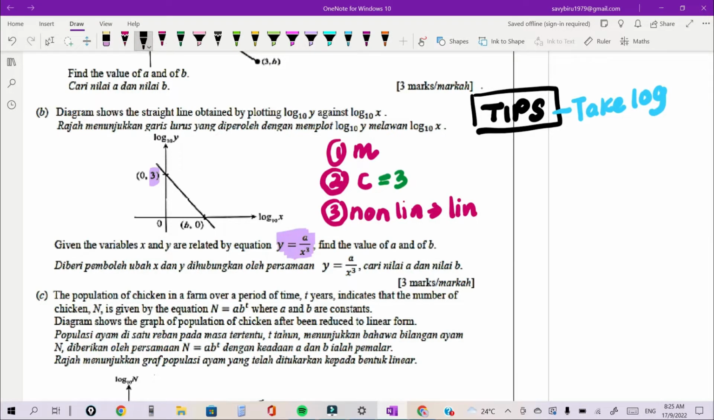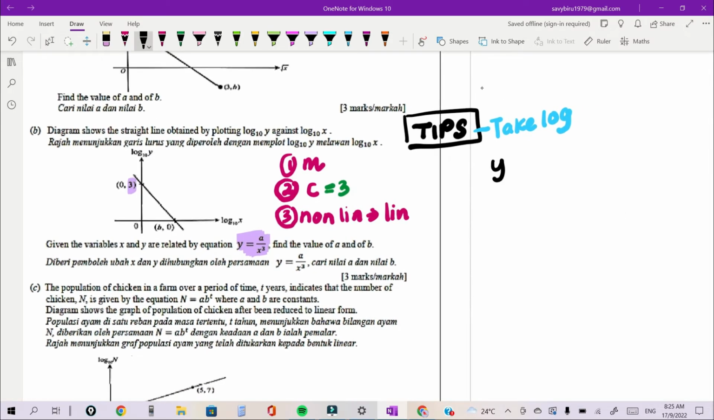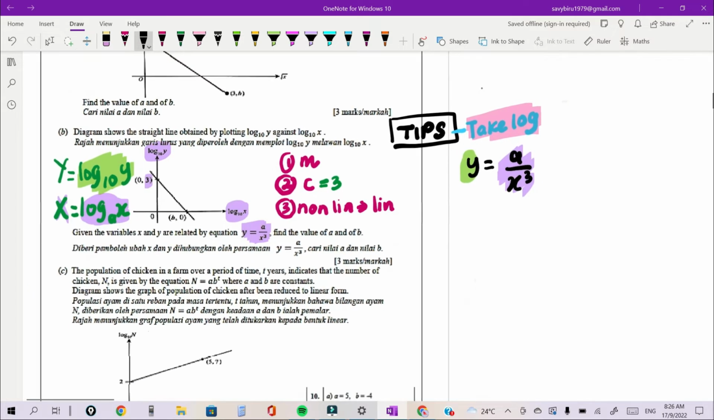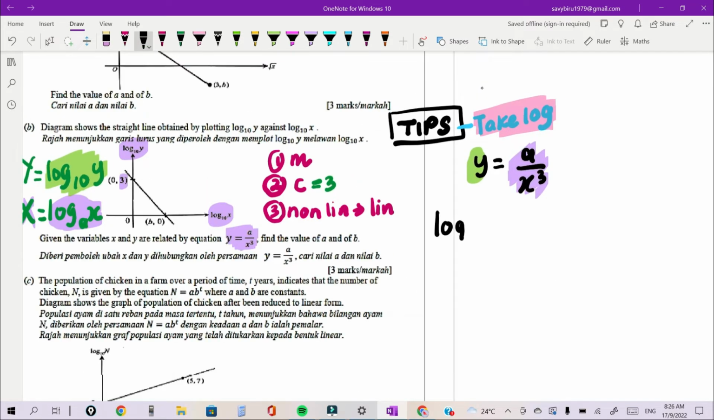Now, the non-linear equation is y equals a over x cubed. You need to modify this equation and make it linear. How to modify it? The hint is given: your y-axis is log y, and your x-axis is log x. So we need to modify our left side to make it log y, and our right side to have the term log x. As I said, the tip here is to take log both sides of the equation.